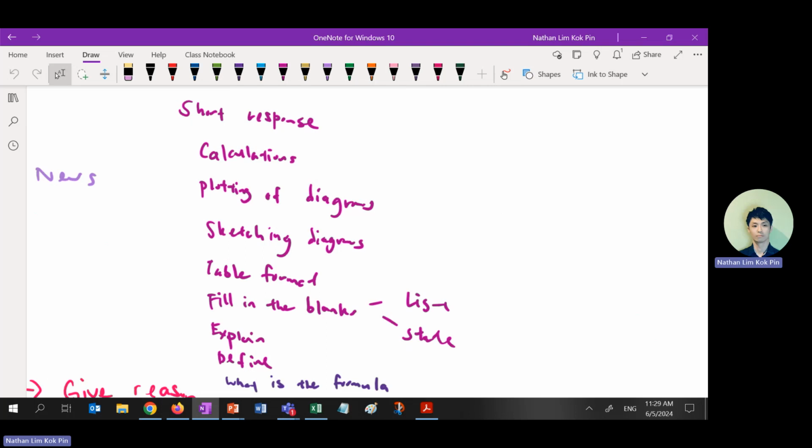Like the first column may be definition. So you fill the definition for substitutes and definition for complements. Then the second column will be, I don't know, if the price of the good itself goes up, what will happen to these two? Demand goes up or goes down? Then you just put increase, decrease like that. This is the table format, right? Fill in the blanks is the easiest one.